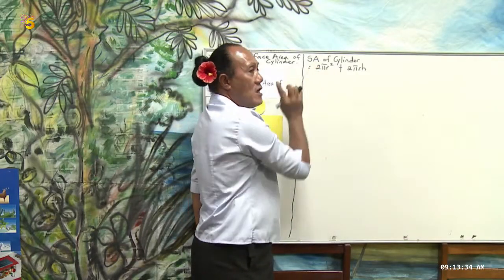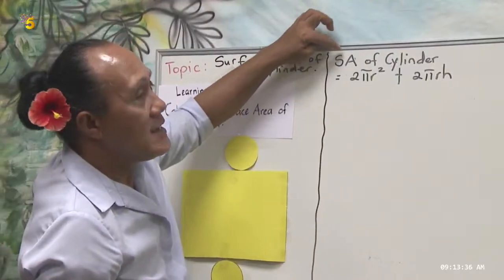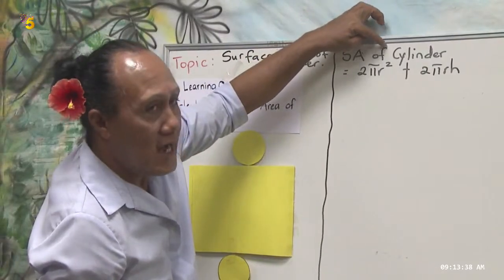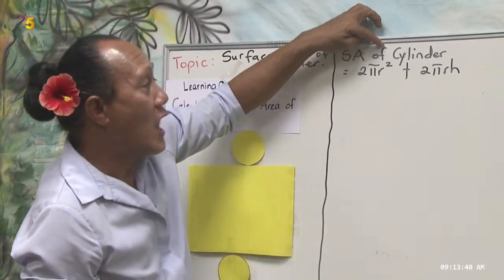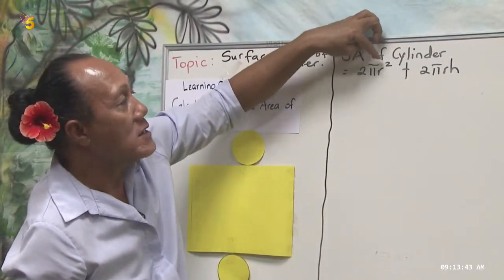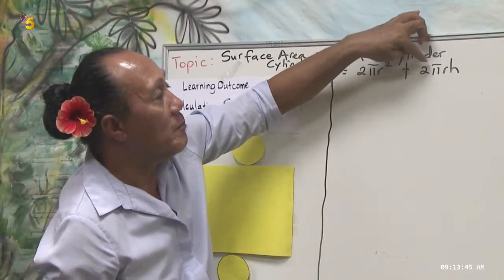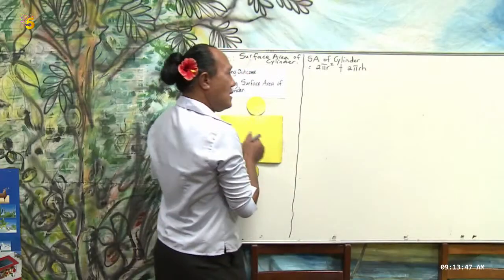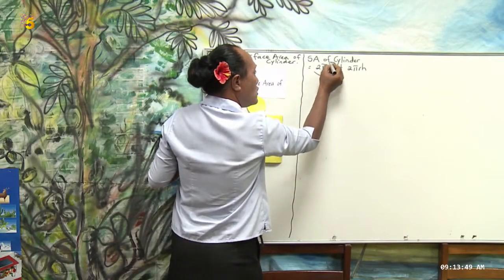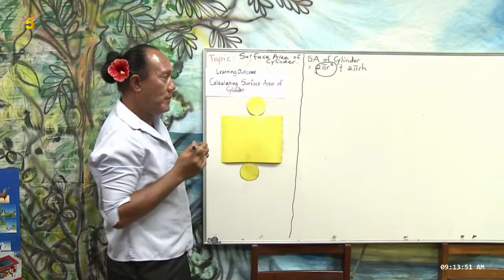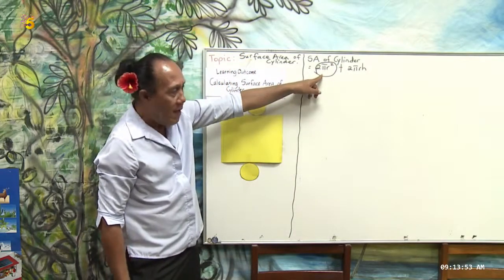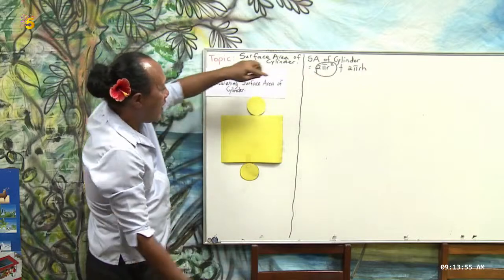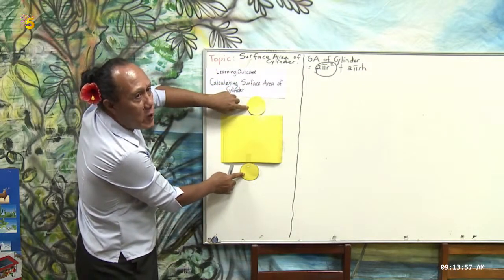To find the surface area of cylinder, we use the formula 2 pi r square plus 2 pi rh. Let's look at the 2 pi r square. 2 pi r square is the rule for finding the area of these two circles.